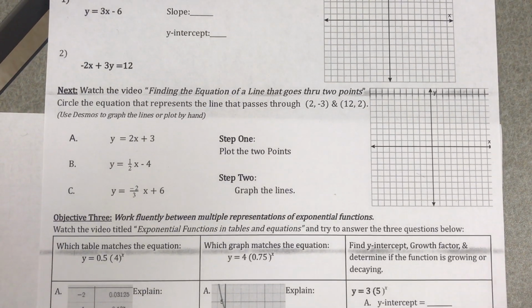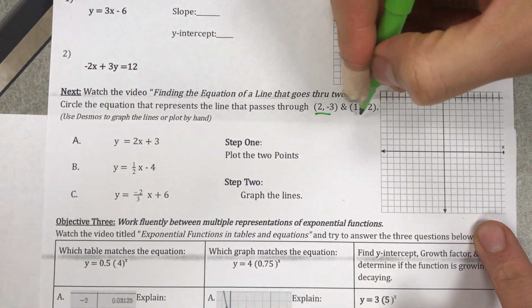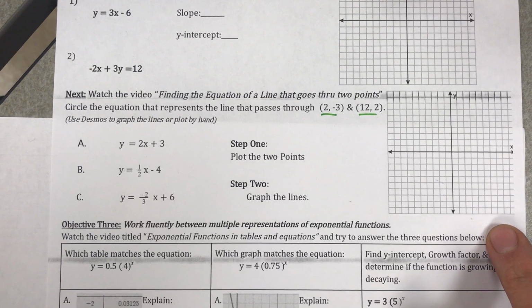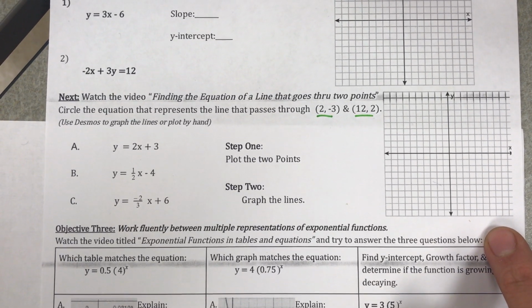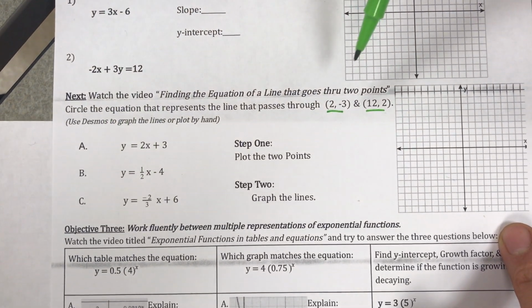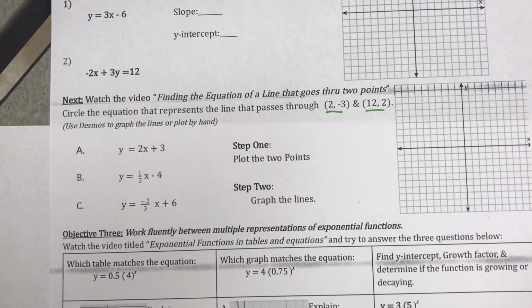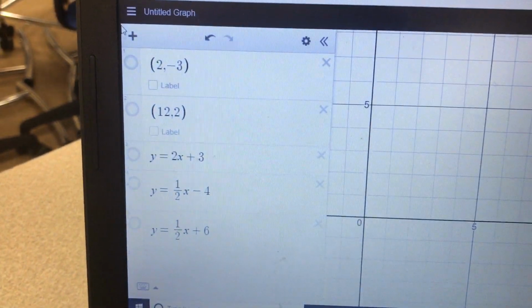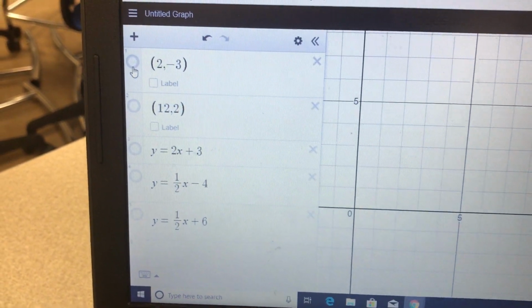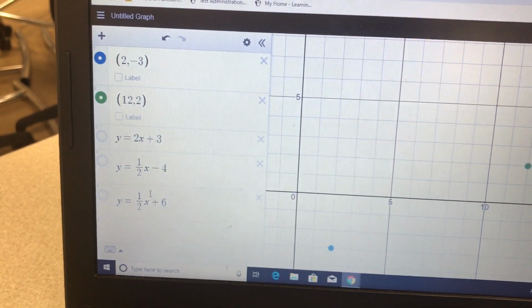Alright, so the purpose of this video is we are going to plot these 2 points right here on a coordinate plane, and we're going to use technology to help us figure out which of these 3 linear functions passes through these 2 points. Alright, so you guys are going to pull up Desmos, and this is something I already pulled up on my computer, and I'm going to graph my 2 points to see which of these 3 functions pass through them.